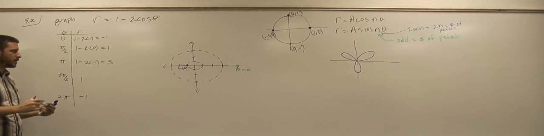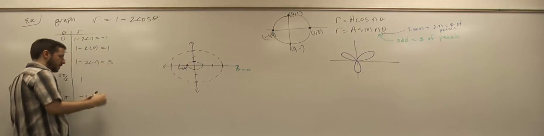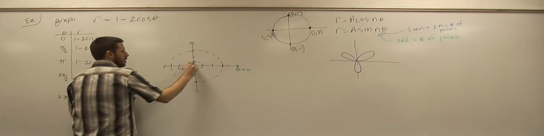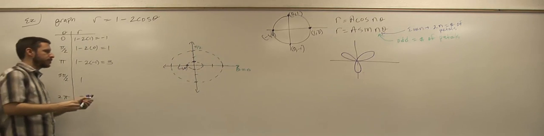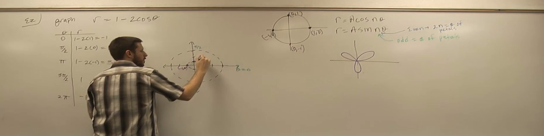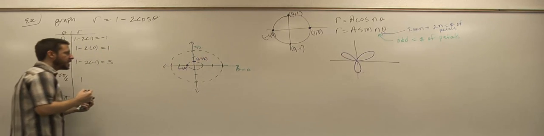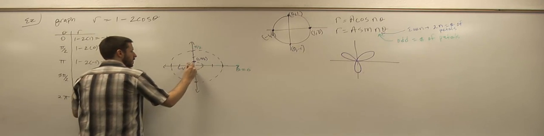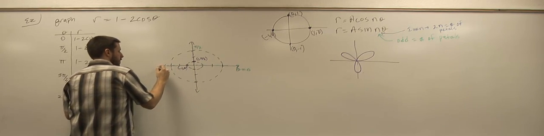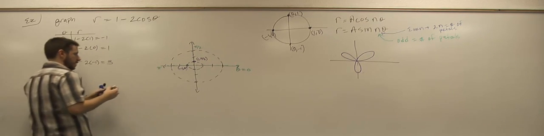Pi over 2, 1. Go up here. When you're at pi over 2, you have a radius of 1. Pi, 3. So when you're at pi, which is in this direction, you go out to a radius of 3. So that would be here.